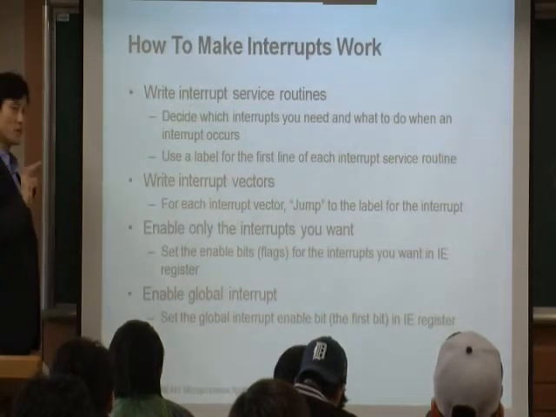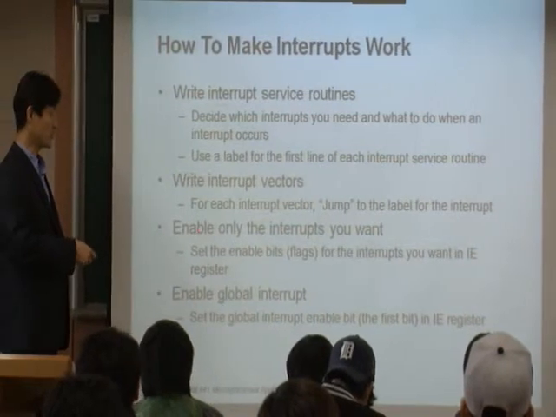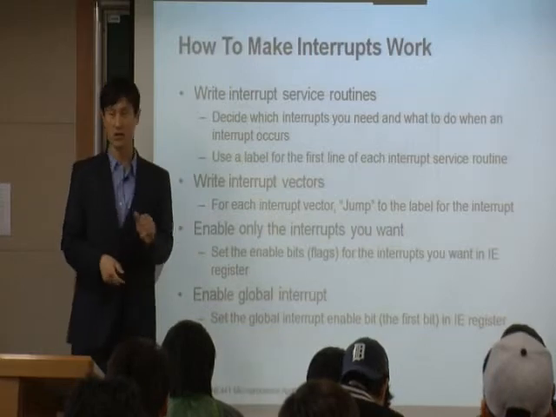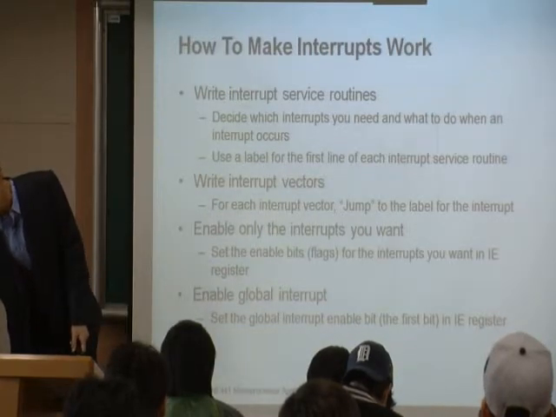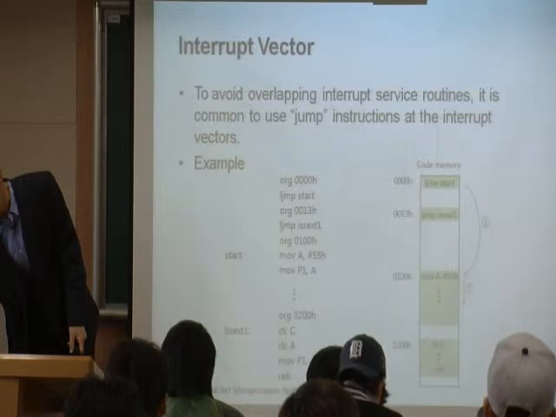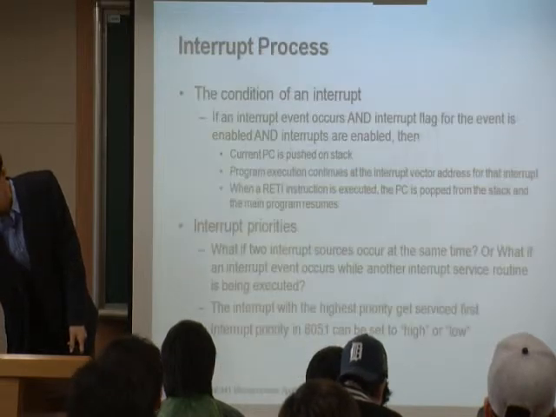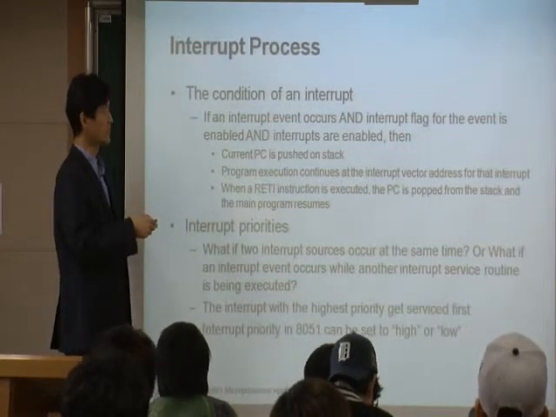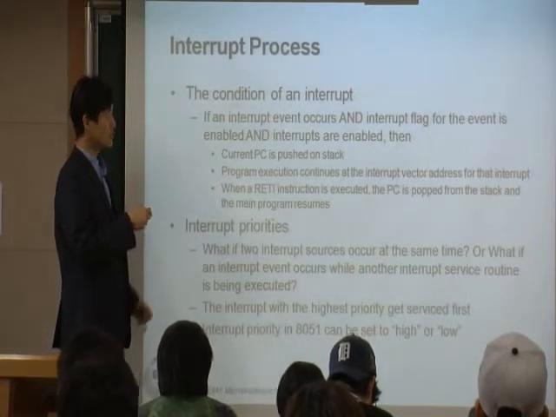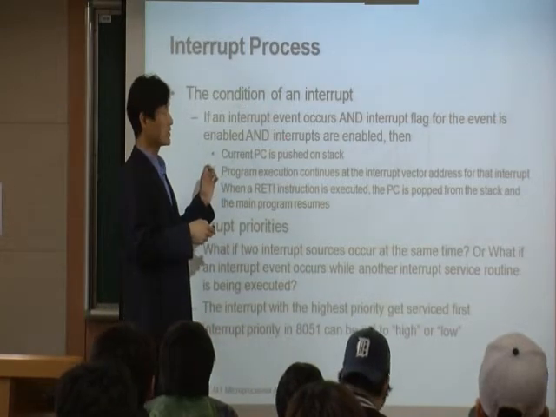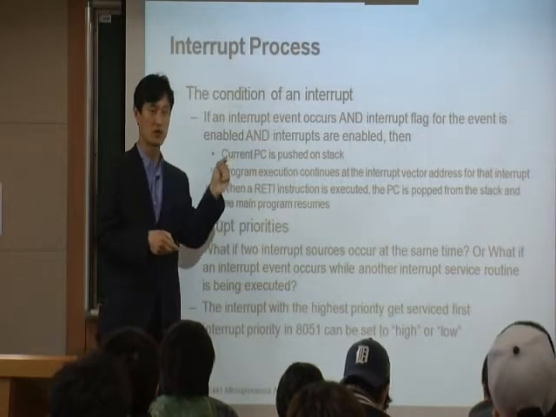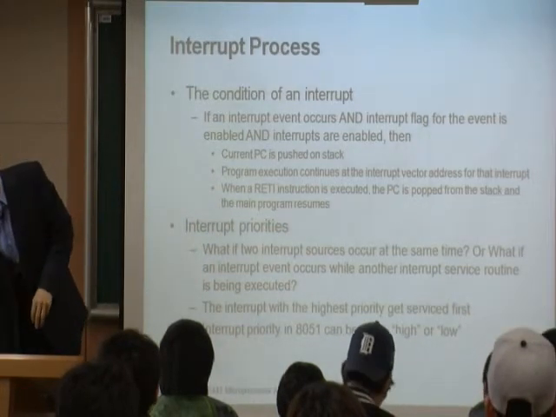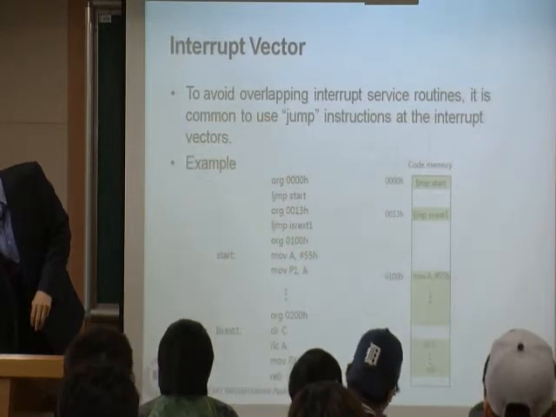And also, in your program, you have to make sure that you enable the interrupts. Because this is the condition for your interrupt to occur. So what was the condition for an interrupt to occur? Remember these three conditions, okay? In order for an interrupt to occur, we have to have three conditions. The actual interrupt event occurs, and also the interrupt flag for that particular interrupt is enabled, and the global interrupt is enabled. Okay, we have three different conditions for an interrupt to occur.